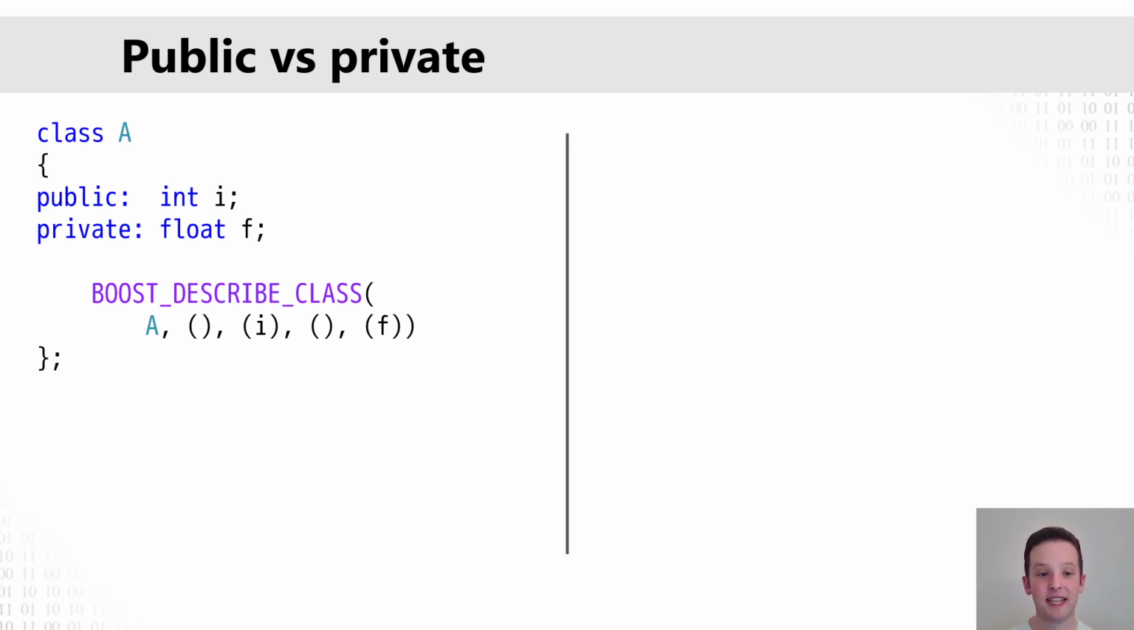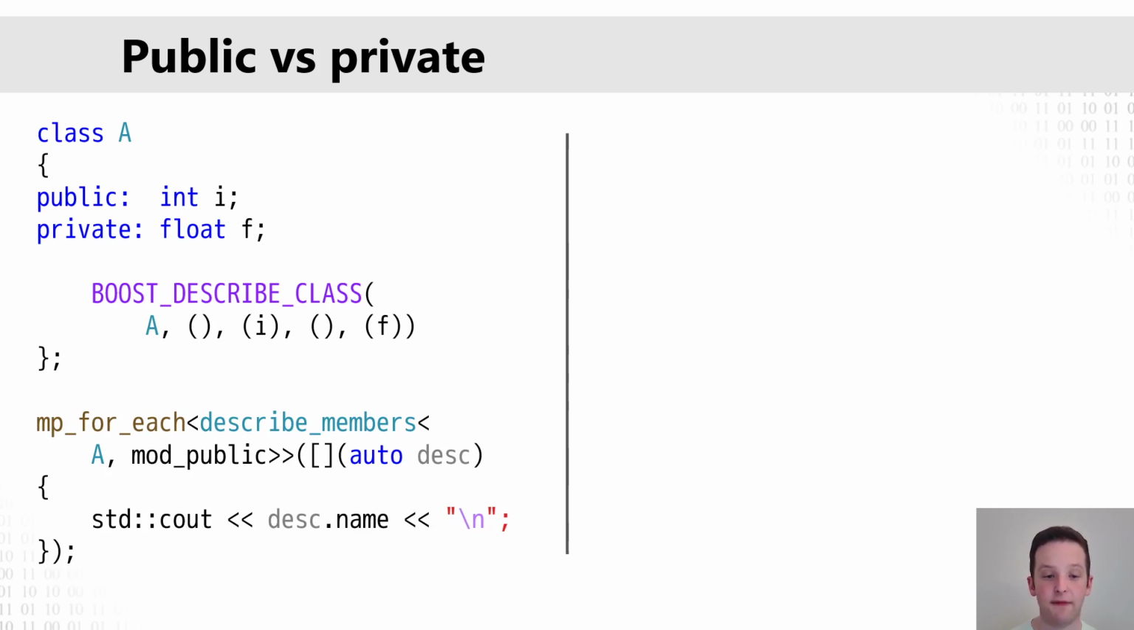It also knows the difference between public and private. So this time, instead of using BOOST_DESCRIBE_STRUCT, I'm using BOOST_DESCRIBE_CLASS, which goes inside of the type instead of outside, and it has two additional parameters. First, it has the list of protected members, and then it has the list of private members. But similarly, if I just want to query describe_members of A for the public members, it'll give me the public members. And if I want to print out all the names, it gives me I. Perfect.